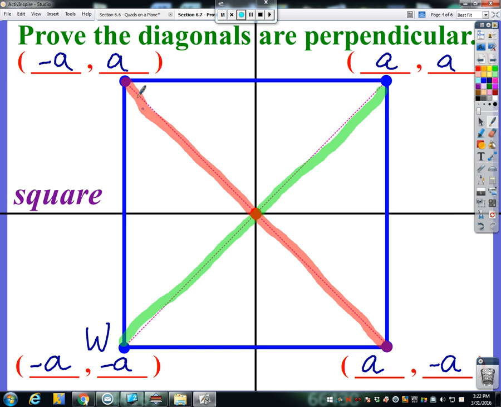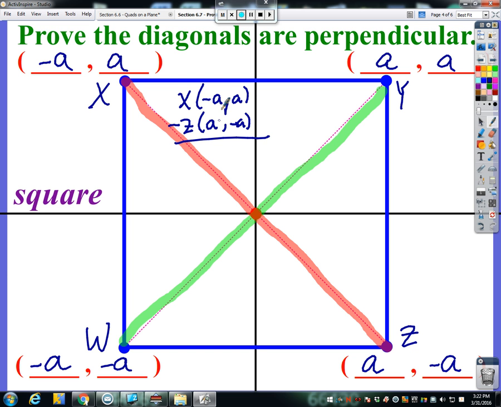So again, let's give these guys some names. Let's call this W, X, Y, and Z. And then let's do this red diagonal here. Let's do the slope of XZ. So we're going to need to subtract our points. So let's take X and let's subtract away Z.